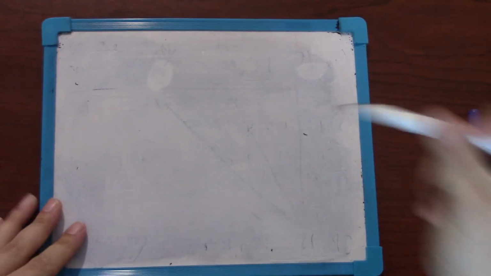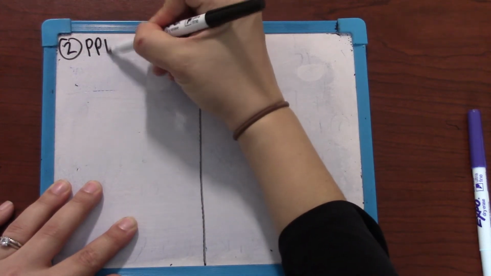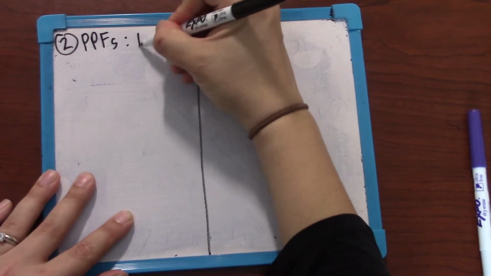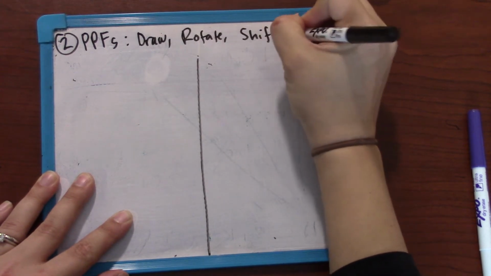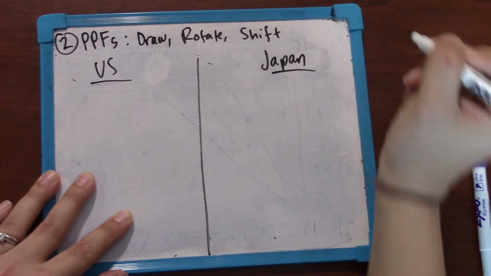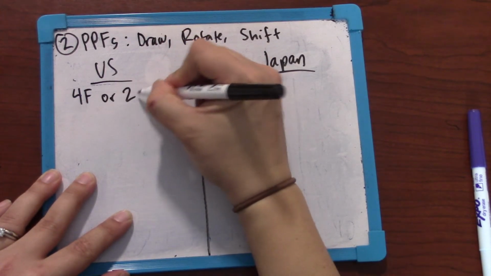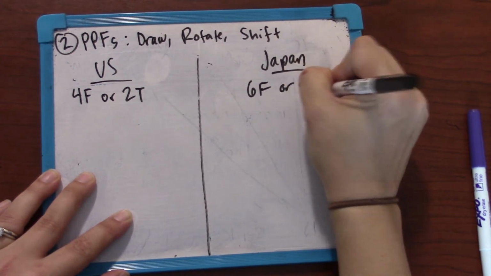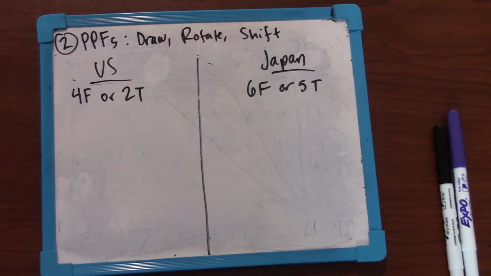Okay, so we're going to do the US over here. Just a reminder, we're doing part 2, which is drawing PPFs, rotating them, and shifting them. The US over here and Japan over here. And I'll just copy down the information that was given to you in the problem, which is the US can do 4 football or 2 tuna, and Japan can do 6 football or 5 tuna. We're going to use that to draw their PPFs.